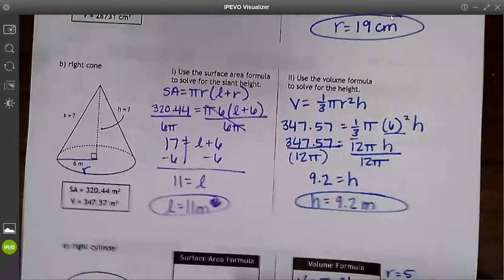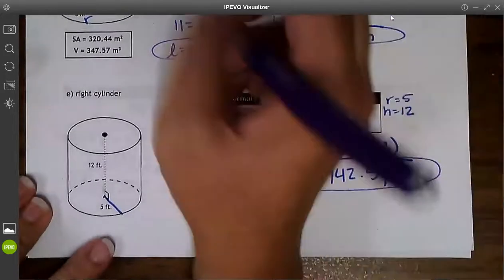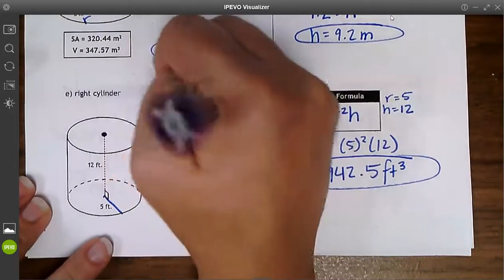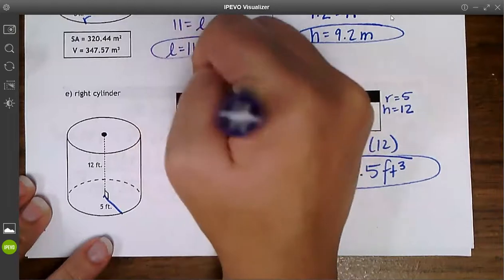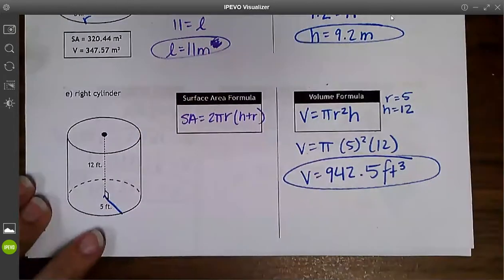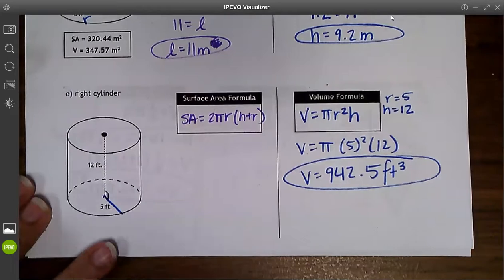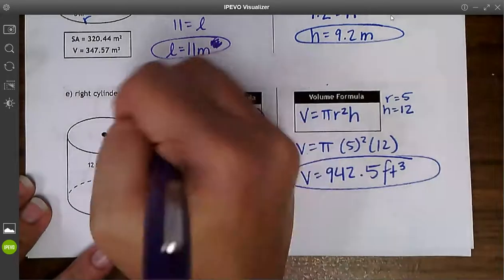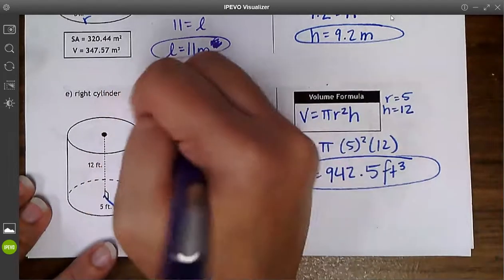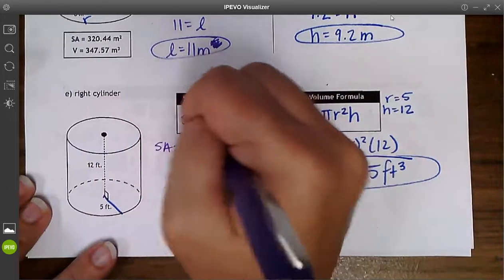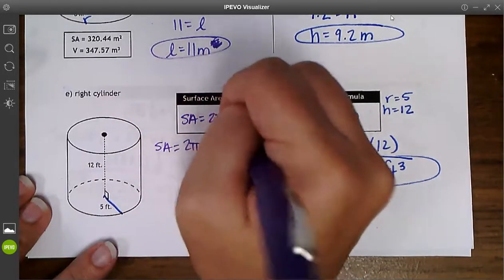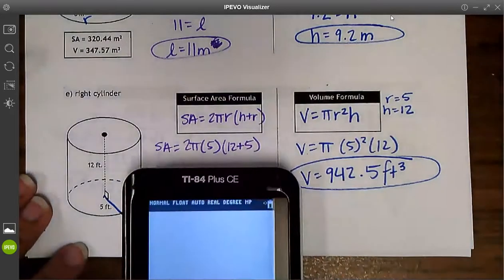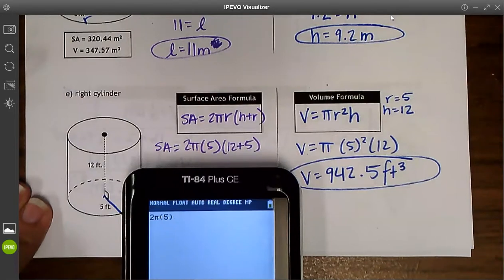Surface area. The formula for surface area of a right cylinder is 2 pi r times my height plus my radius. So my radius is 5, my height is 12. My surface area is going to be 2 pi times 5 times 12 plus 5. And I'm just going to plug that straight in.